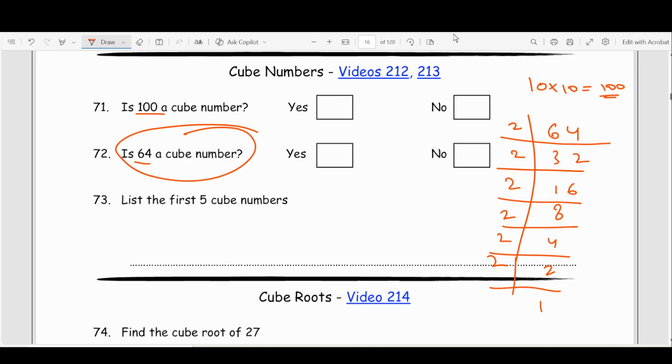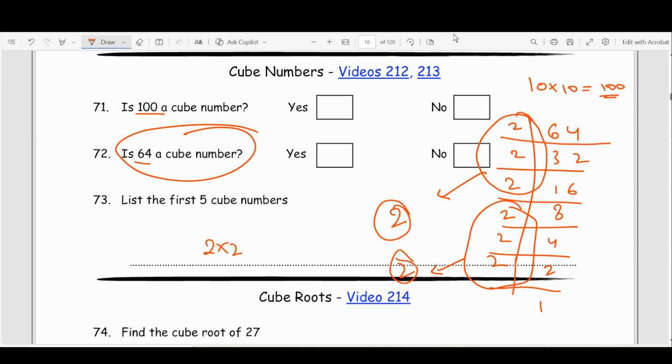Then we make groups of 3. So here we make a group of 3, and here we got one more group of 3, which are same numbers. So we got 2 from this group, and 2 from this group, right? If we times these two, we got 4. So 4 is the cube number. Like if we cube 4, we will get 64. This is what it means, right? So yes, it is a cube number. That's how we check.